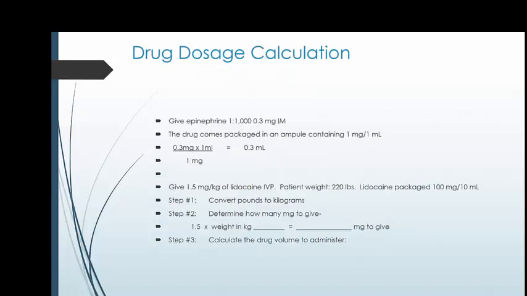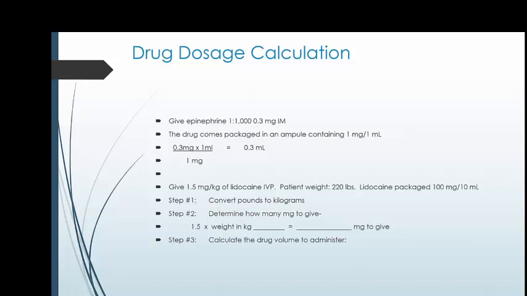So let's try this one. Epinephrine, we want to give epinephrine 1 to 1,000, 0.3 milligrams IM. So we're giving this drug intramuscularly. So we're going to look at our package. It says it comes packaged in an ampule containing 1 milligram per 1 milliliter. So we're going to find our desired dose, which is 0.3 milligrams.